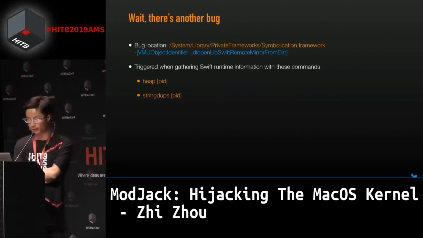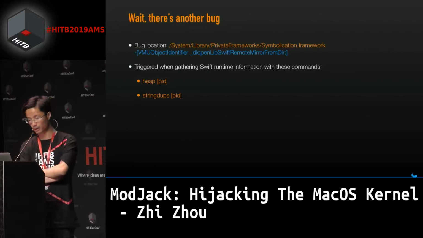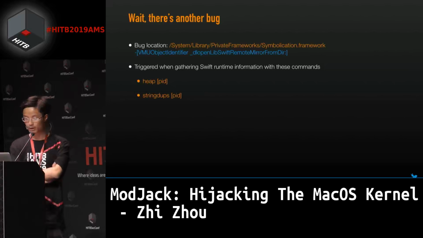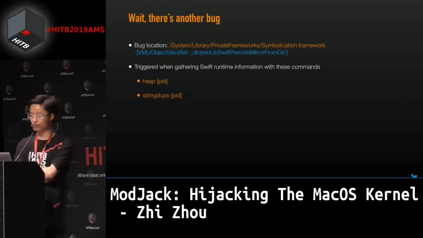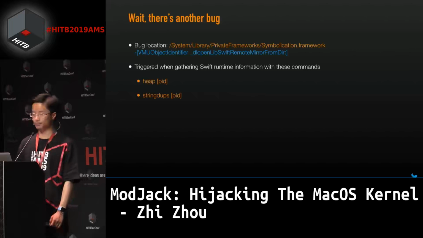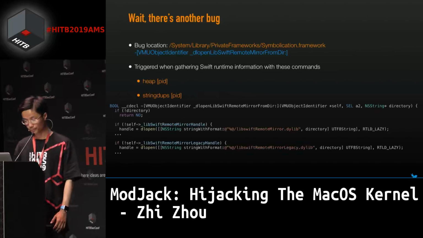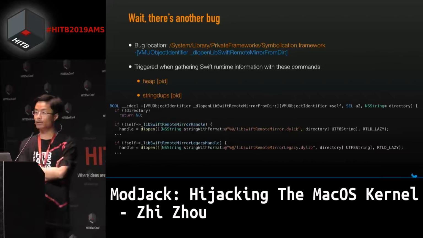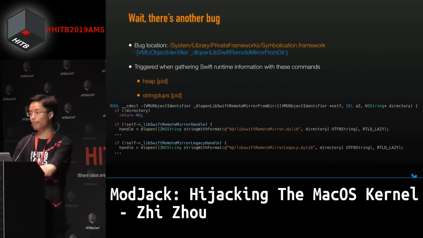This bug is located in this particular function, the underlying dlopen libswiftRemoteMirror from directory. And it can be triggered when gathering Swift runtime information with these commands: heap with the process ID, and stringdups with the process ID. It is much easier than the previous bug. And we can see from the decompiled code that it will try to locate this dynamic library from the target process location.